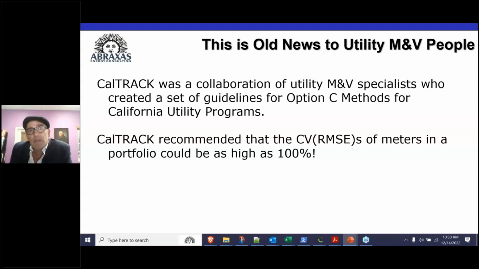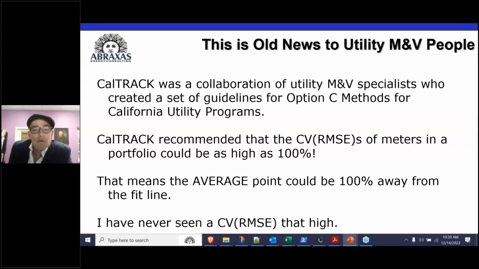The average bill is off by 100%. Doesn't mean it's high by 100%. Maybe half are high by 100 and half are low by 100. And then that will end up giving you a mean bias error of 0. Everything's right on. Yeah, that's crazy. I've never seen a CVRMSE that high.